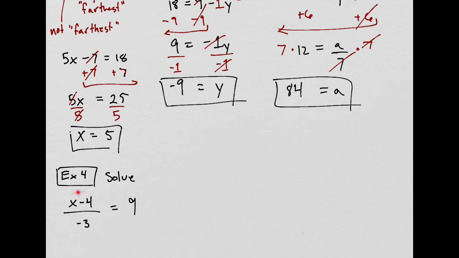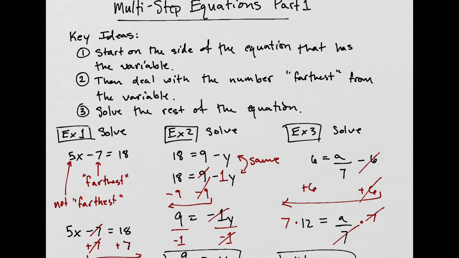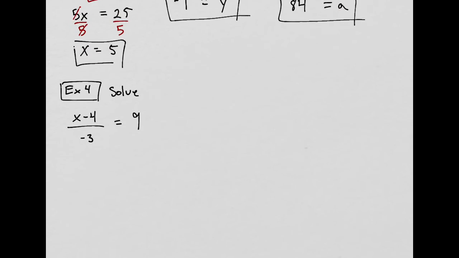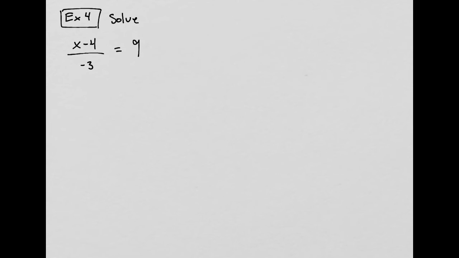And then deal with the number farthest from the variable. So what I'm going to explain to you is this -4 is closer to the x than the -3 on the bottom. So the -3 would be the farthest. That's because this division is a grouping symbol, which would be further in front in PEMDAS. But for this type of problem, this -3 is the farthest, this is not the farthest. So that's what I wanted to point out there.